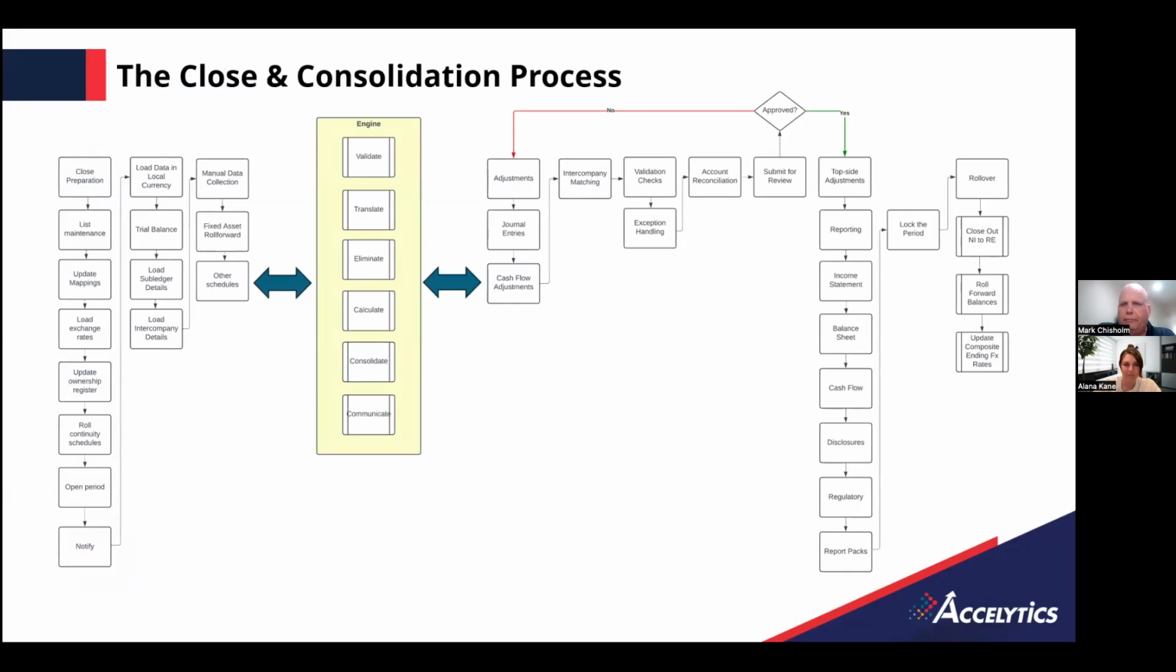So let's talk about the close and consolidation approach. Some of you will have most of this, some will not have all of it, so it really depends on the unique nuances of your organization. But you generally start off on the far left with a preparation process where you do your maintenance, potentially around entities and accounts and things like that. You update mappings, you load exchange rates, you update ownership percentages, you roll your continuity schedules, and you basically open the period and notify people that the books are ready for close.